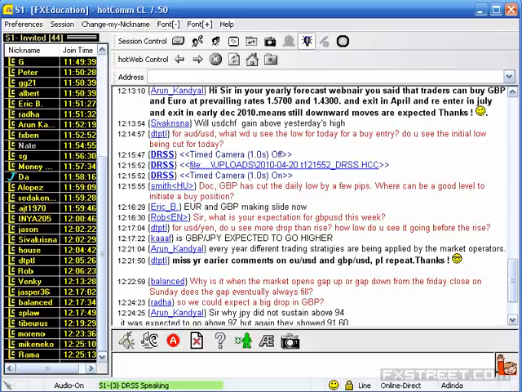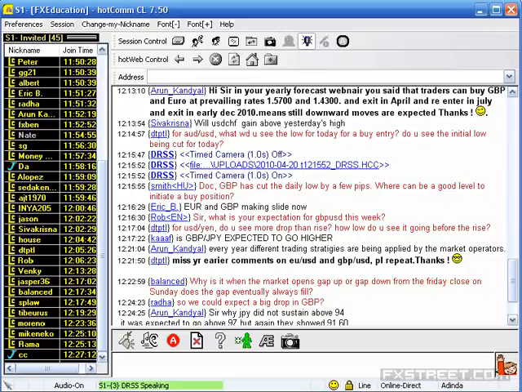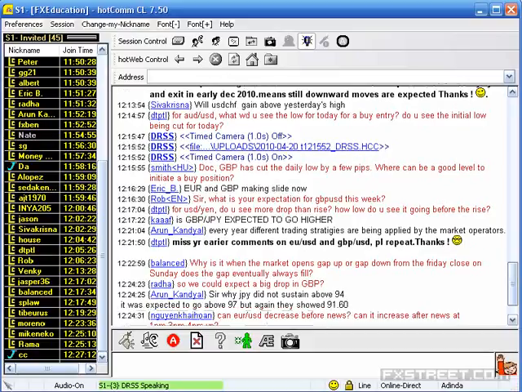Then balance. Why is it that when the market opens with a gap up or gap down from the Friday close on Sunday, the gap eventually always fills? There is no guarantee that they need to fill that gap. And invariably what happens nowadays, because of thin volume conditions, they accumulate the buy positions on Friday, then on Monday they open higher and start booking profits straight away.